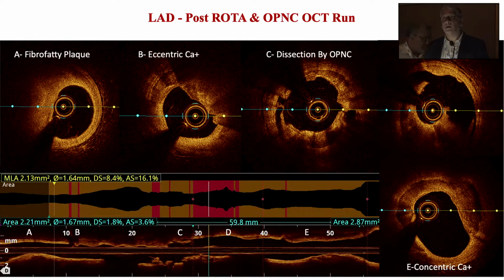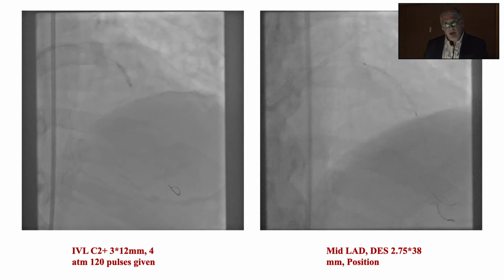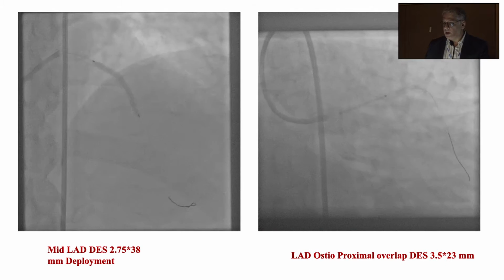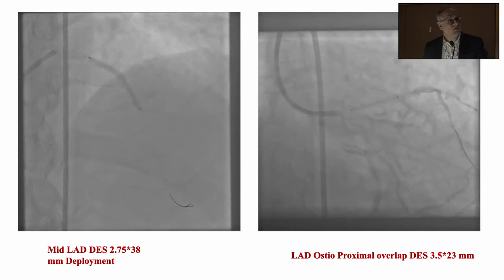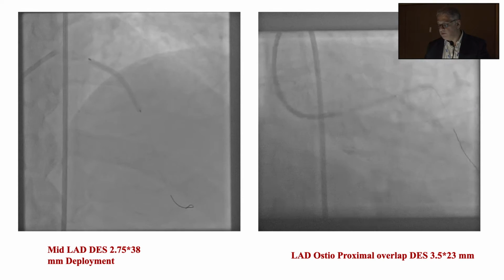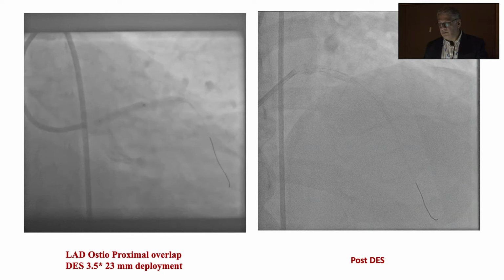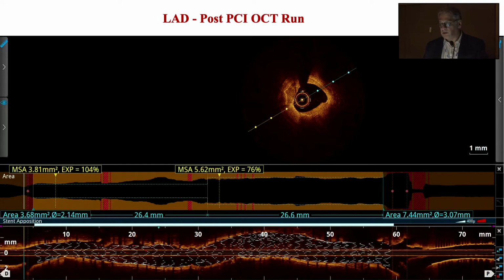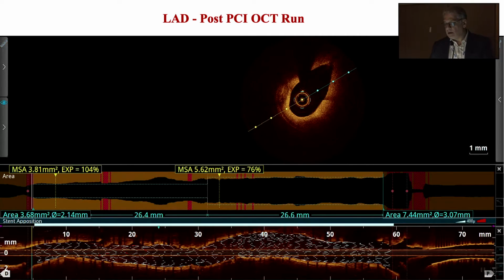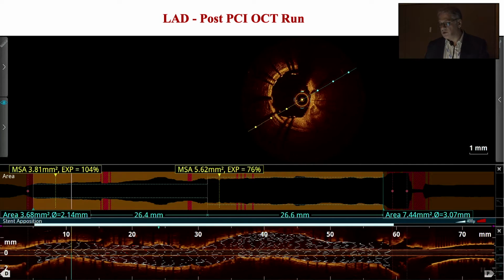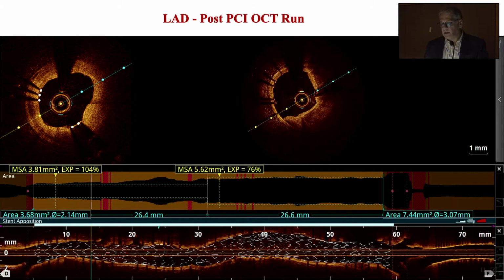And there's a thick plate of concentric calcification as well. So again, IVL was used, and then 2 overlapping stents, because of the vessel length as well as the proximal vessel diameter, which was 3.5. So 2 overlapping stents, good angiographic outcome, and on the OCT, very good apposition for the most part.